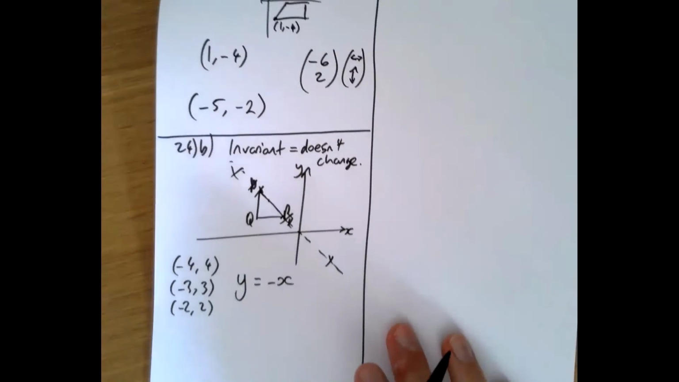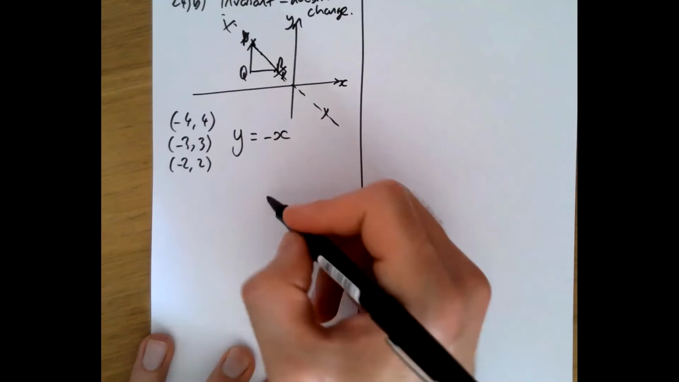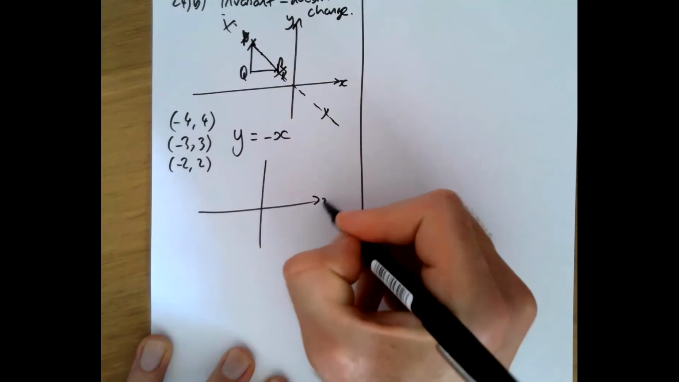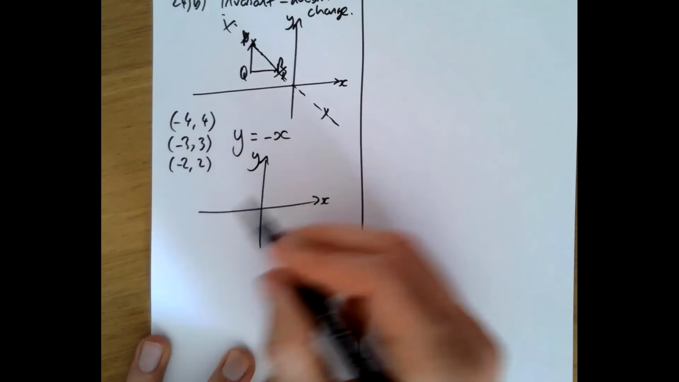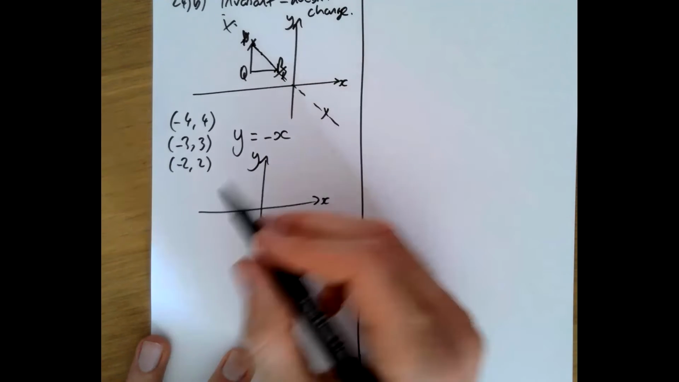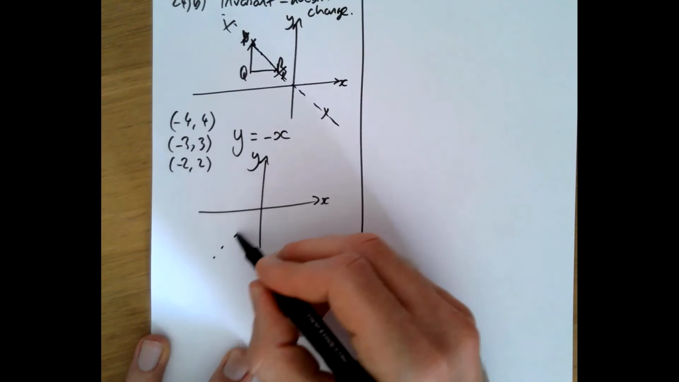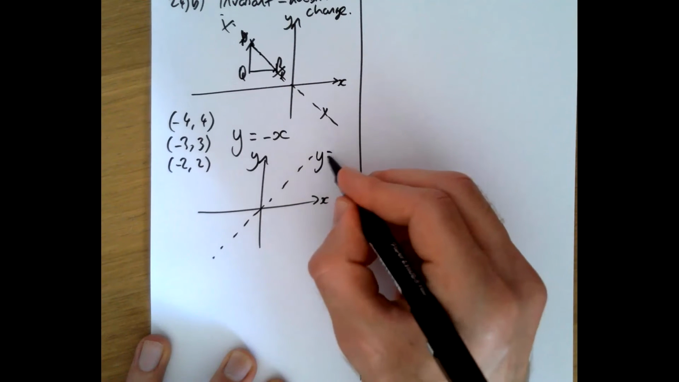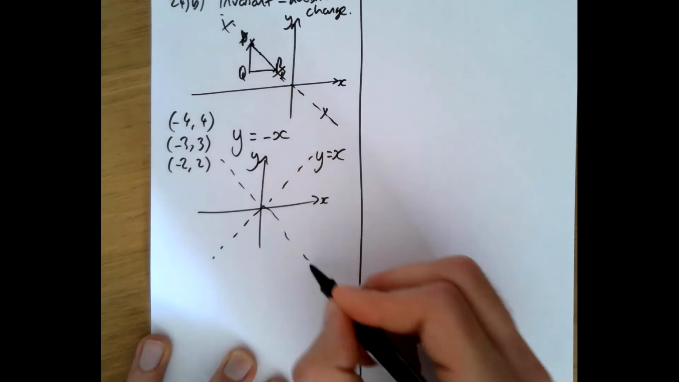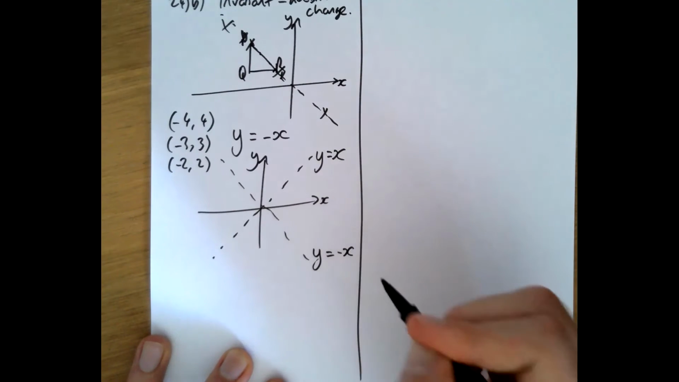And actually, what I would recommend is that at GCSE, they kind of only expect you to know these main diagonals. So this one here is y equals x. And this one here is y equals minus x. That's useful to know if you don't already.